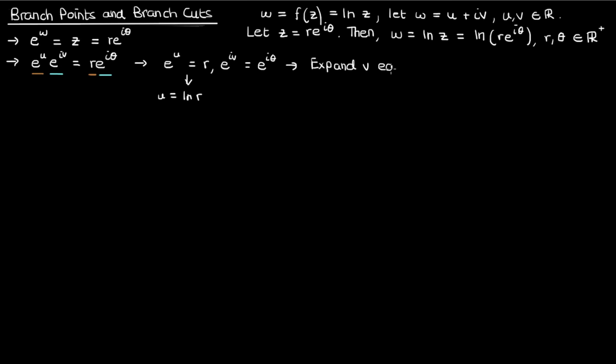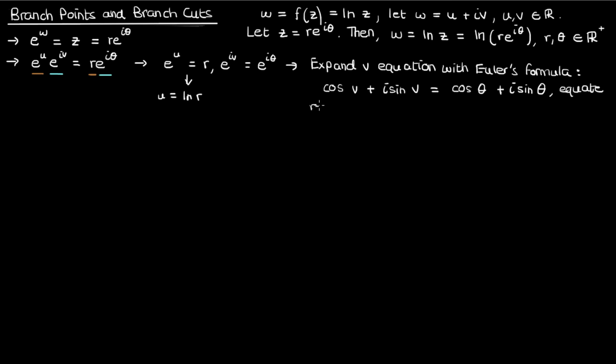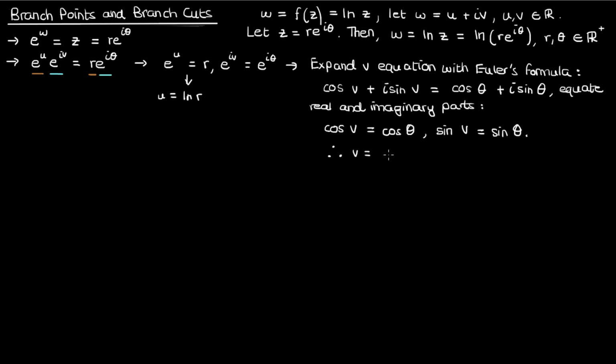But to solve the v equation, we have to expand out with Euler's formula. If we do that, here's what we'll get on both sides. Now, if we equate the real and imaginary parts in this v equation, we'll get two equations involving sine and cosine. Now, if cosine v and sine v are respectively equal to cosine theta and sine theta, that must mean that v is just theta plus 2 pi n, where n is some integer. The reason for this is that if I take theta and add any multiple of 2 pi, I get the same value for sine and cosine that I had with theta originally. Remember, sine and cosine have a period of 2 pi.